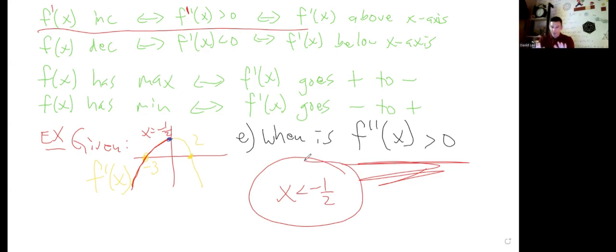So for all these situations, it all depends on the graph that you're looking at. Are you looking at f? Are you looking at f prime, f double prime? And do they want you to describe the increase, decrease of f prime? The possibilities are endless. So just keep track of what they're asking and which picture you're looking at.